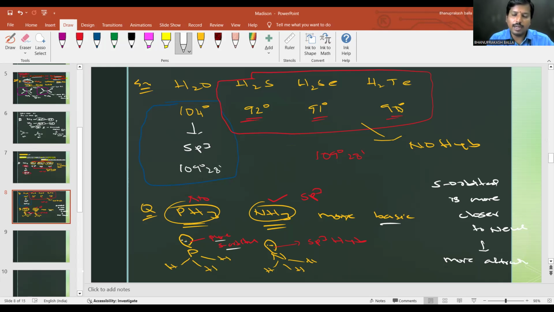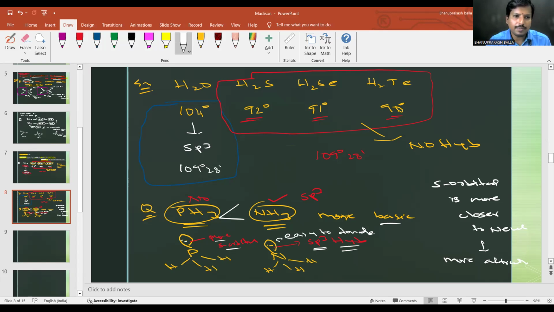But in the case of ammonia, that lone pair is present in the sp3 hybrid orbital. It is not as close to the nucleus of nitrogen, so it is somewhat easier to donate. According to the Lewis concept, whichever is easier to donate is more basic. So what is the basic order of NH3 and PH3? NH3 is more basic compared to PH3. This is also one application of Drago's rule.